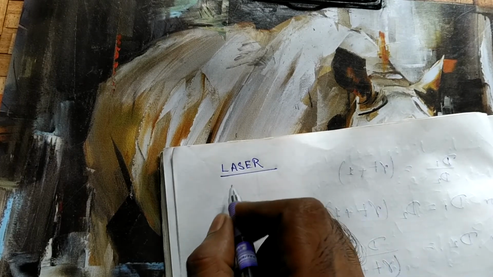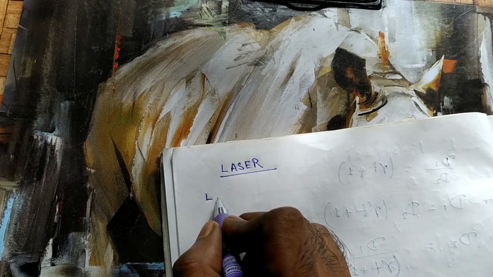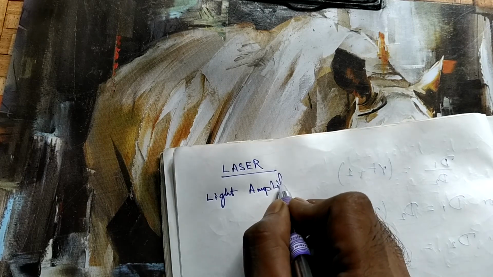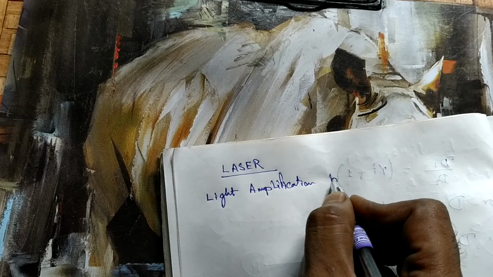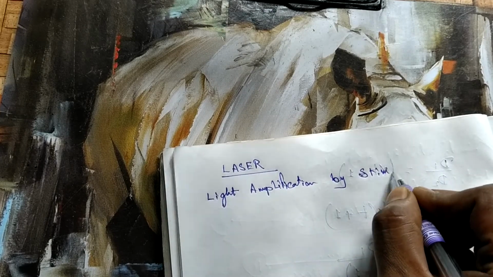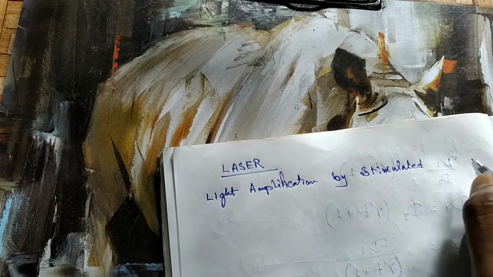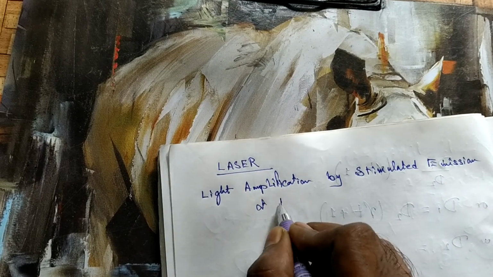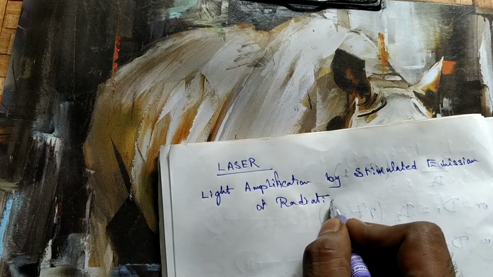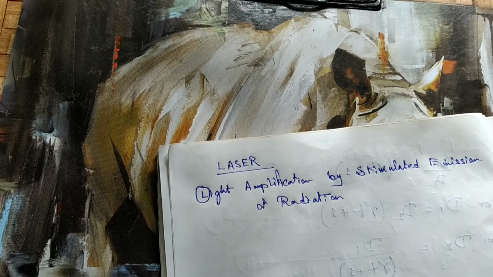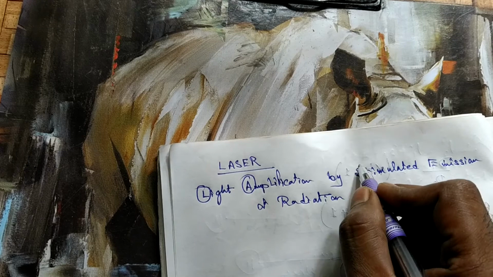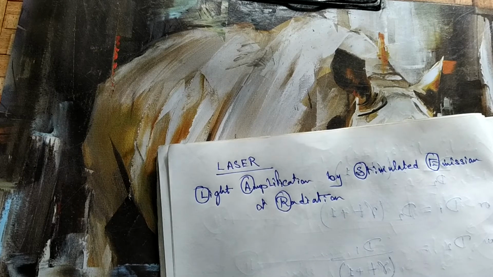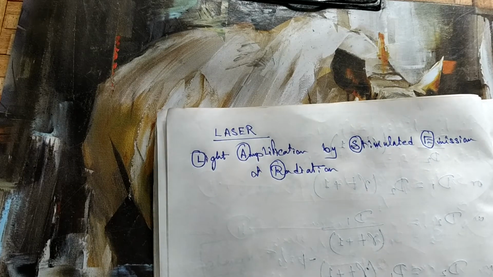Now, what is laser? Laser is light amplification by stimulated emission of radiation. L comes from light, A comes from amplification, S comes from stimulated, E comes from emission, R comes from radiation. So in total, in a name, it is known as laser.